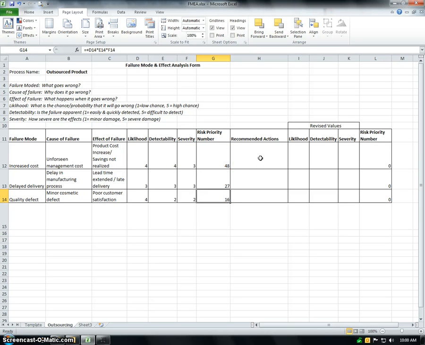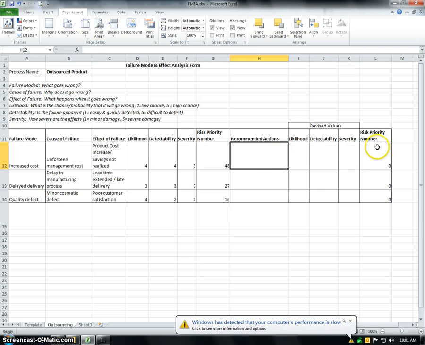And then what we would do next is fill out some recommended actions. What is it that this team can do to either prevent unforeseen management costs from ever happening, or if they do happen, to minimize the severity of it happening? So you're going to fill out your recommended actions, and then you're going to rescore likelihood, detectability, and severity. And if your recommended actions have any impact at all, you're going to have a lower risk priority number.